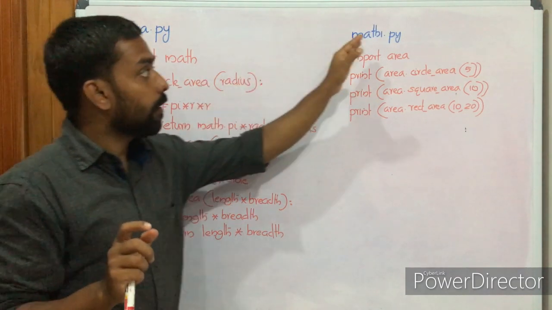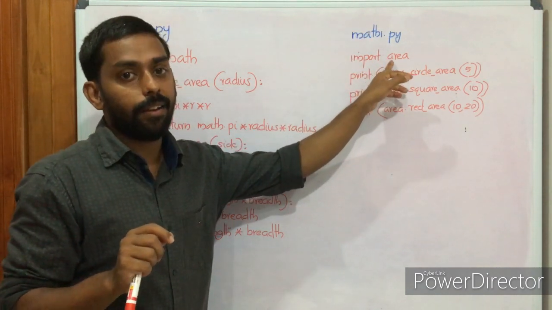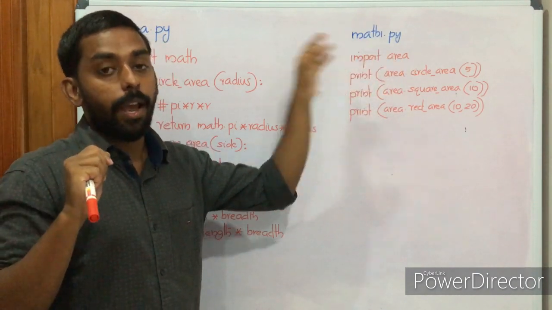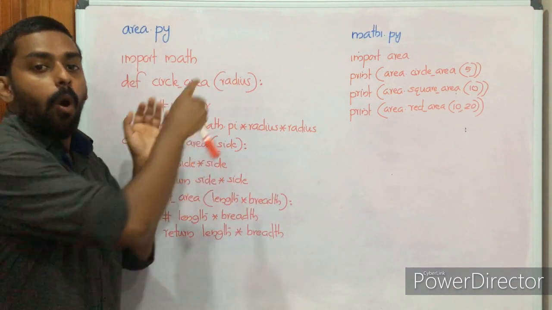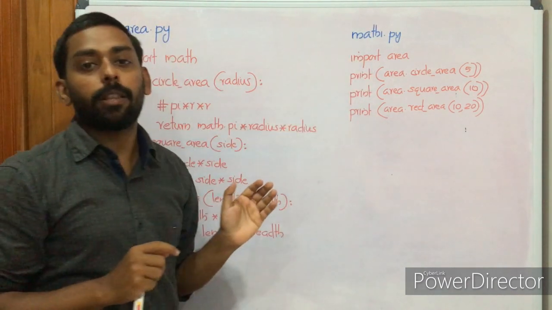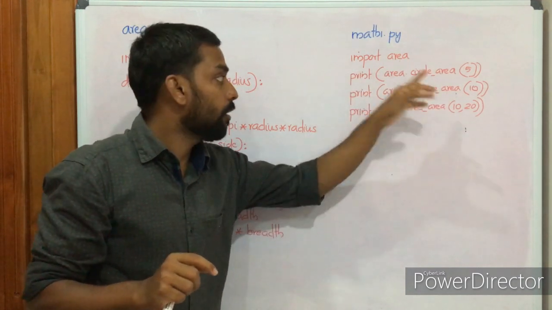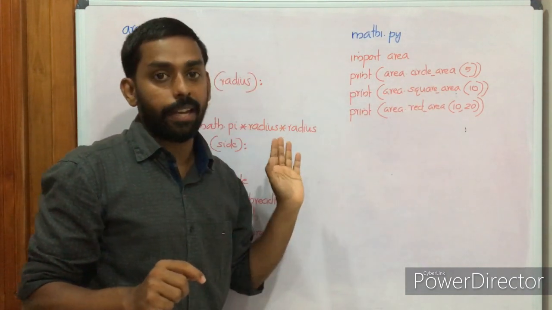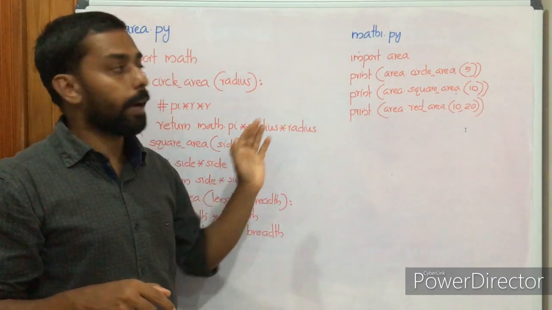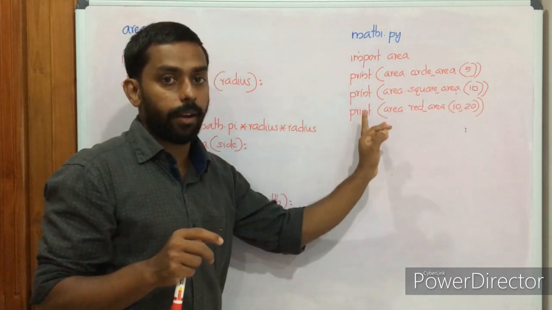At the time of developing the second program, math1.py, we are importing area, our user created module, our user defined module. After importing, all the functionalities of area.py will be passed to math1.py. That is why we could access circle area, square area and rect area. Because we have already imported the functionalities of area into math1.py, we can directly call them using dot notation: area.circle_area, area.square_area, area.rect_area.